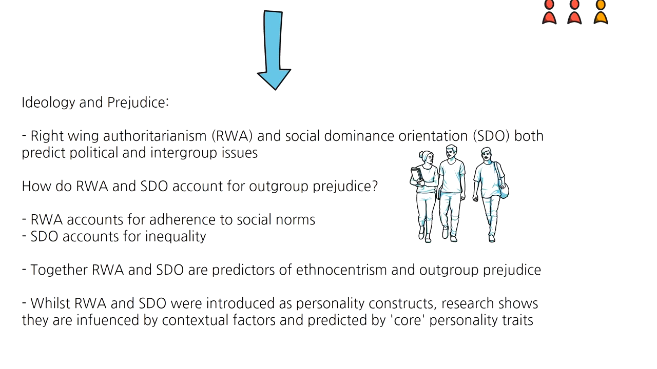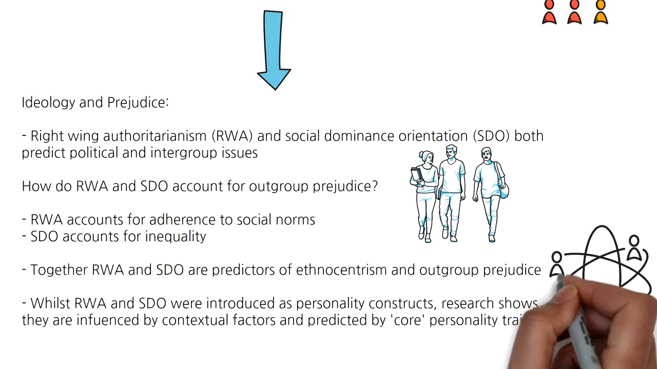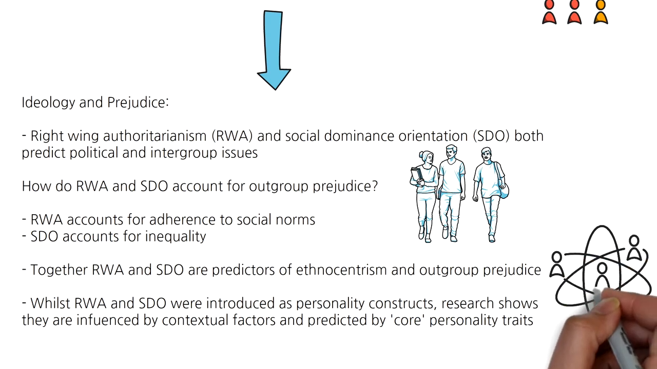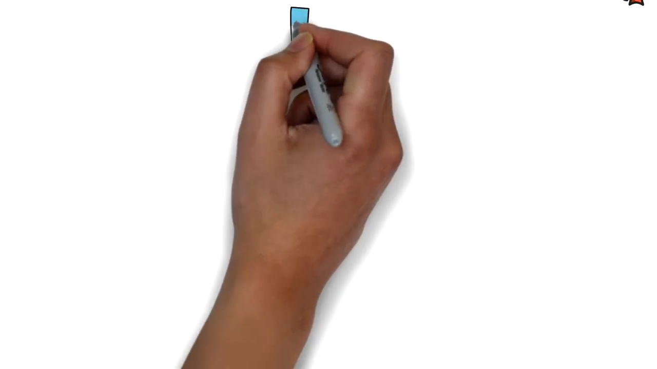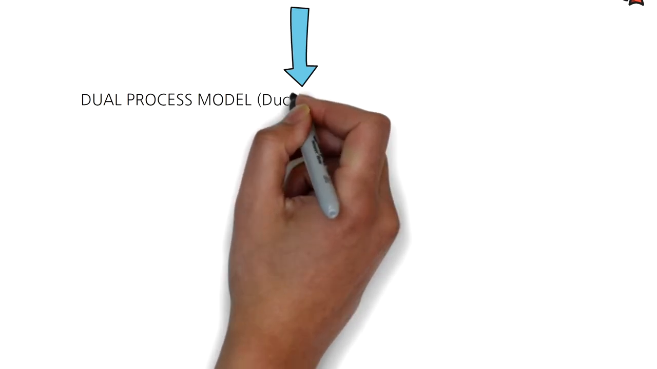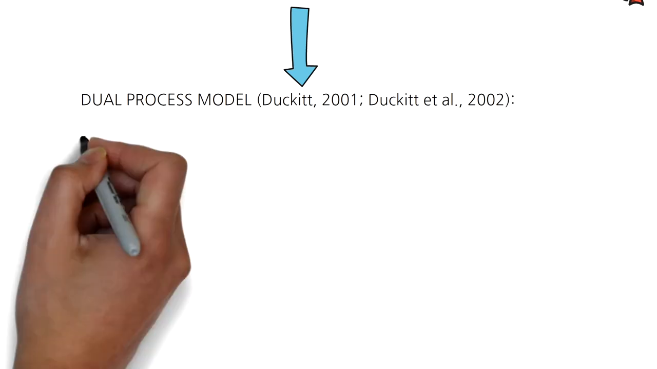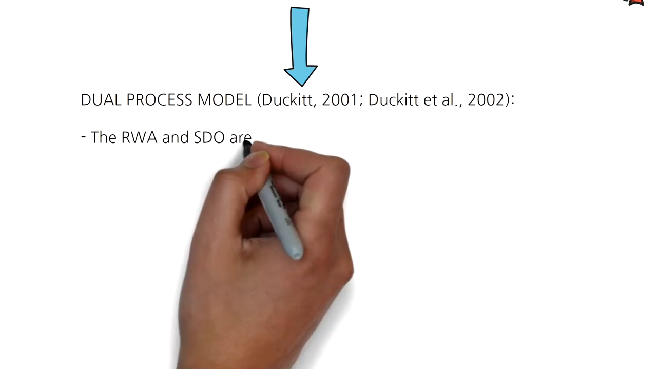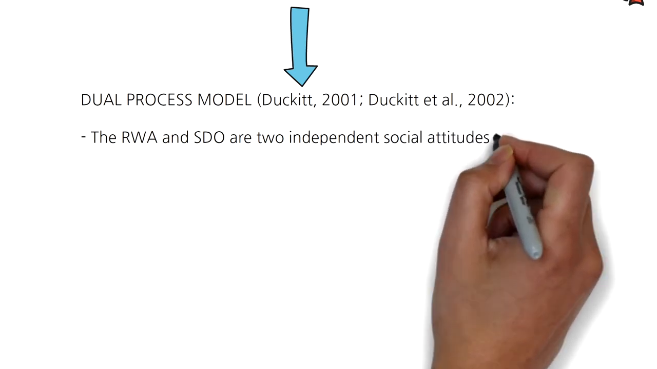Both were introduced as personality constructs, but research suggests that both constructs are influenced by contextual factors and are predicted by core personality traits. Interestingly, different contextual factors and personality traits can predict RWA and SDO, and this is known as the dual process model, which was created by Duckitt in 2001 and Duckitt et al. in 2002. So let's now break down this dual process model.